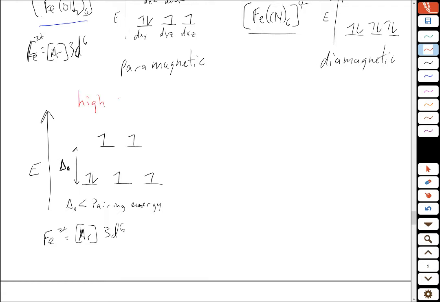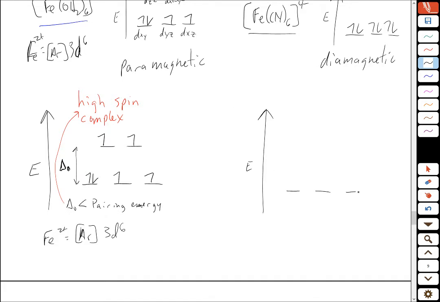Okay, this is a high spin complex. Again, high spin is when the splitting of the d orbitals, delta O, is less than the pairing energy. So if we look at the hexacyanoferrate complex, again, it's an energy level diagram.